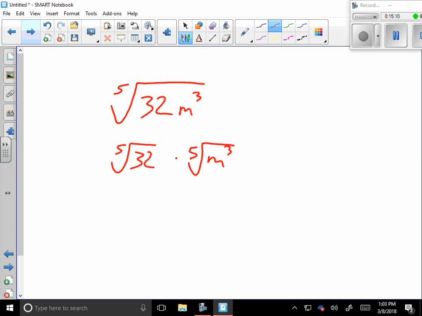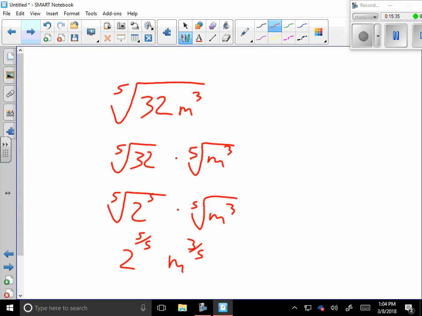The fifth root of 32 is 2 to the fifth. So what you have here, if you change this into exponential form, is 2 to the 5 over 5 power times m to the 3 over 5 power. 5 over 5 is just 1. You can get rid of that. Close the gap here. That's your answer.